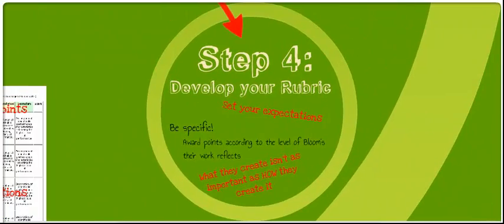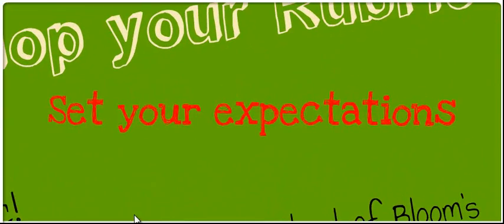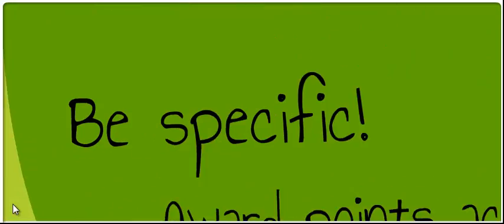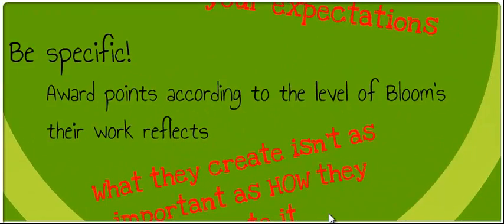Step 4, make sure that you're developing your rubric. Okay, this is where you set your expectations. You must make sure that you're specific about it because your kids are going to go hog wild with it. They may go below your expectations, above your expectations, or just be confused and waste time because they don't know what to do.